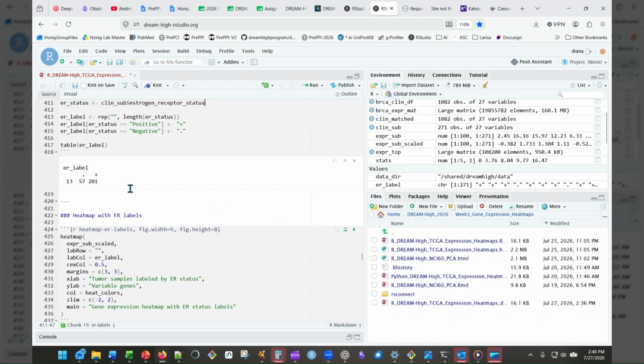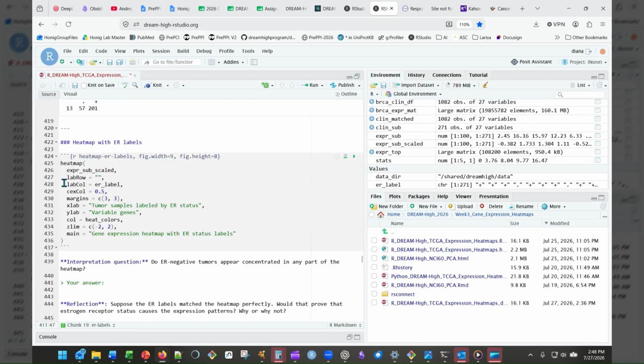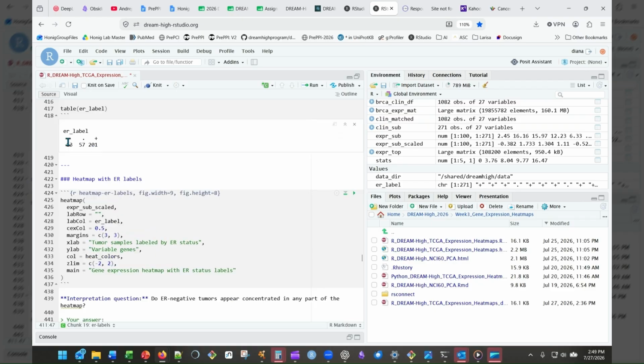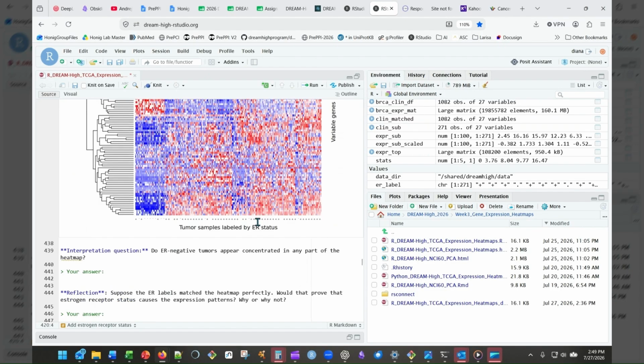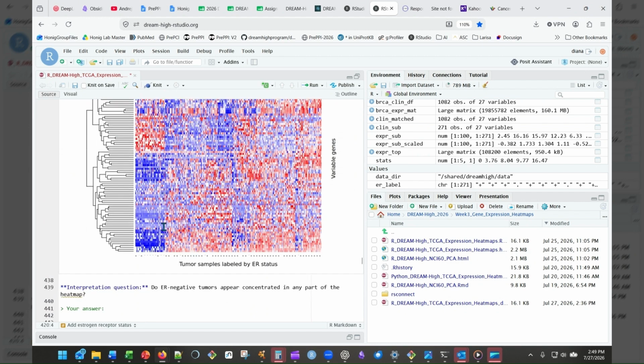All right, so we have mostly positive samples, and we have 13 samples with nothing associated with them. And you guys correctly identified these as missing data. Okay, so now let's make a heat map using these annotations, the plus and minus signs. So we'll run that code. We get the same heat map back, but now we're annotating it with plus signs for cases where the tumors are estrogen receptor positive, and dots where it's ER negative.